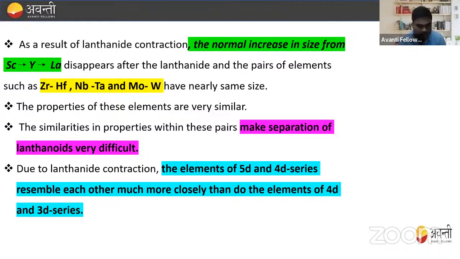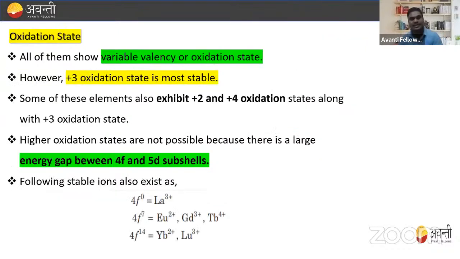Now, due to lanthanide contraction, the elements of the 5d and 4d series resemble each other much more closely than do the elements of the 4d and 3d series, right? So remember this, this is due to the lanthanide contraction. The elements of the 5d and 4d series resemble each other much more closely than do the elements of the 4d and 3d series, right?